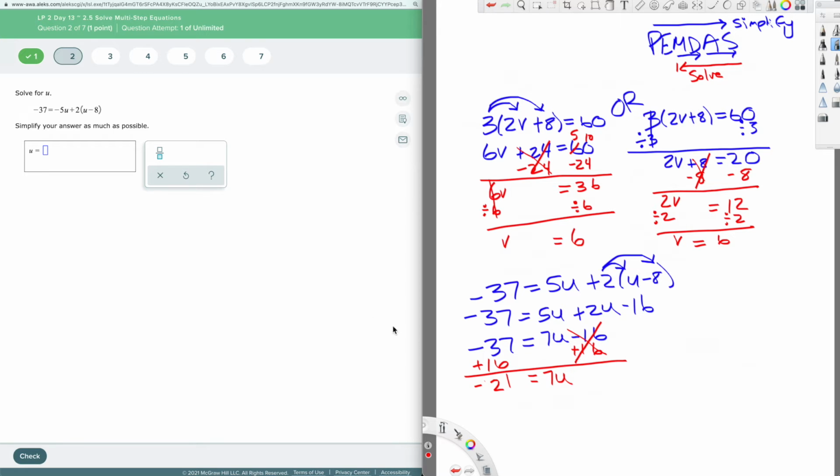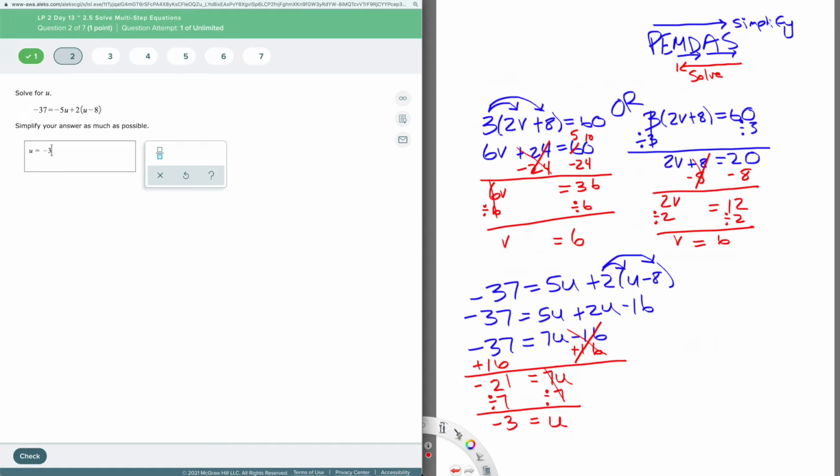All right, now I can divide by 7 because I'm multiplying by 7. The opposite is division. Negative 21 divided by 7 is negative 3. 7 divided by 7 is 1. So u drops down by itself. So this guy would be negative 3.